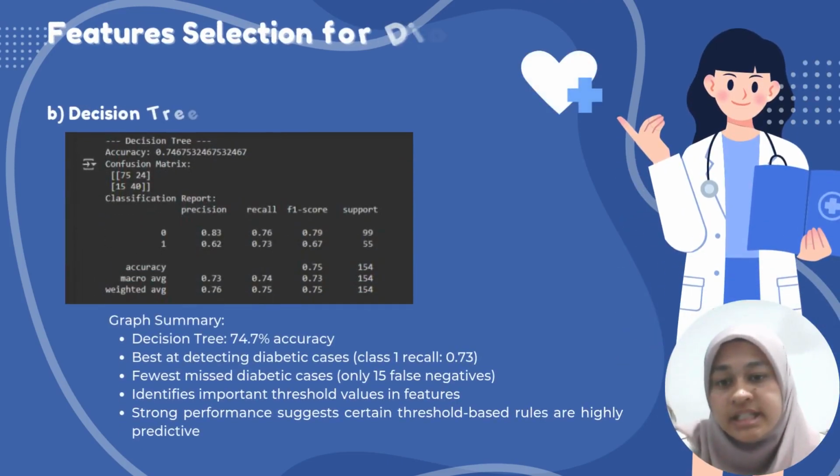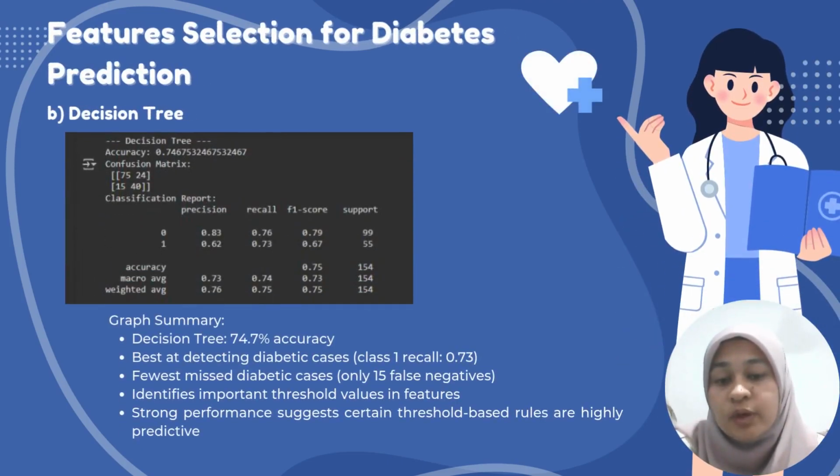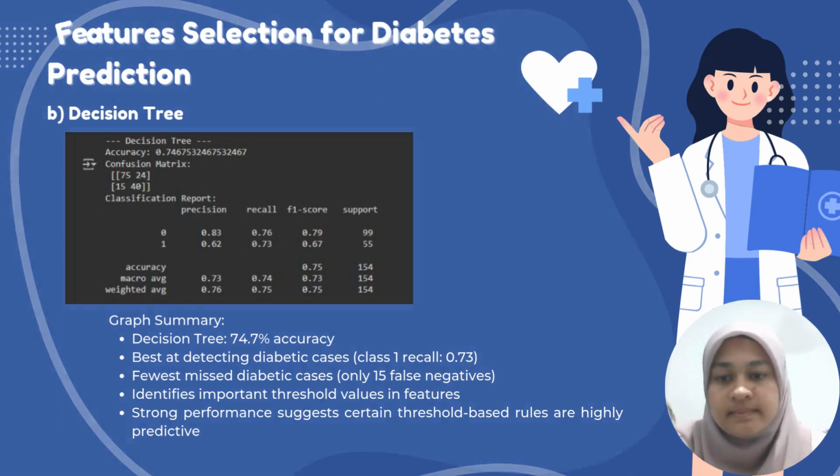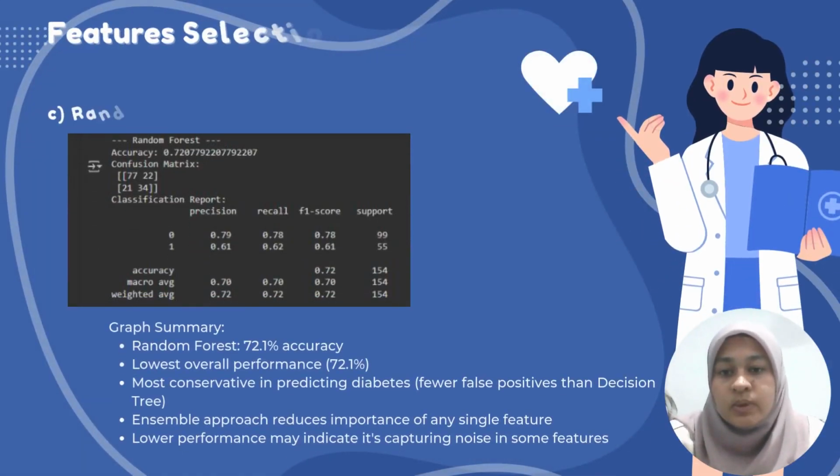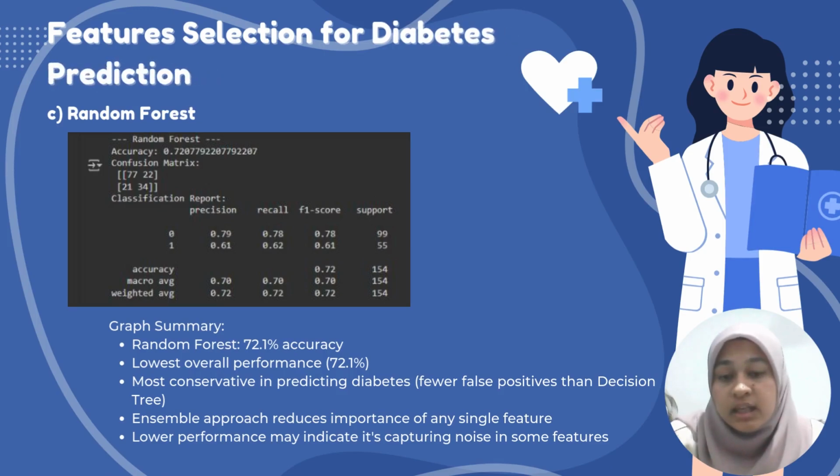The second one is decision tree, which has 74.7% accuracy, best at detecting diabetes cases, which is class 1 recall 0.73. The last one is random forest, which has the lowest accuracy, 72.1%, the lowest overall performance. It is the most conservative in predicting diabetes, which means it has fewer false positives than decision tree.